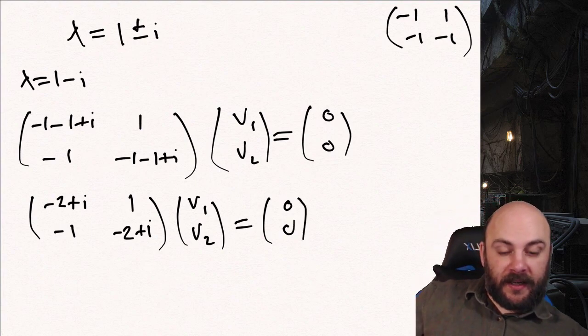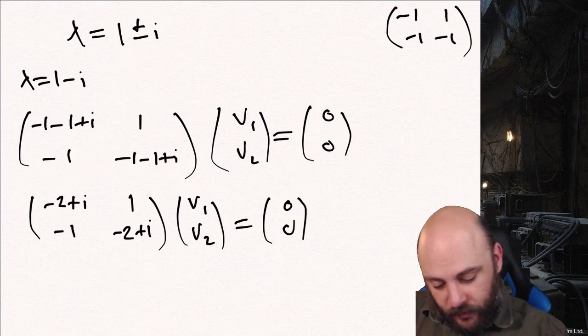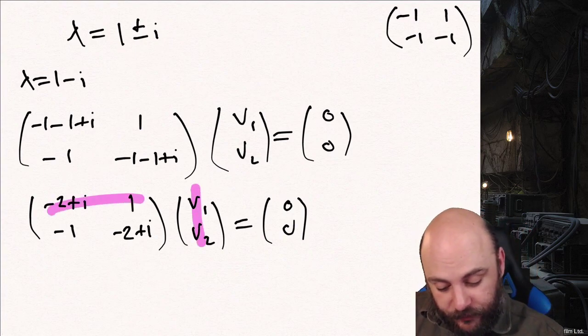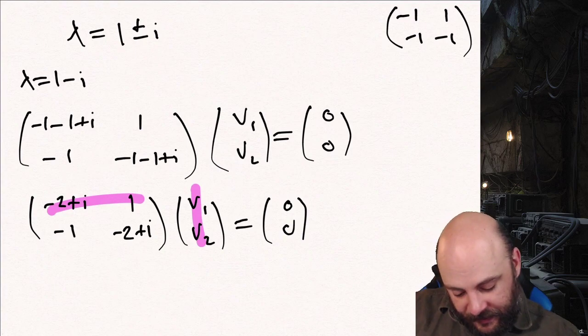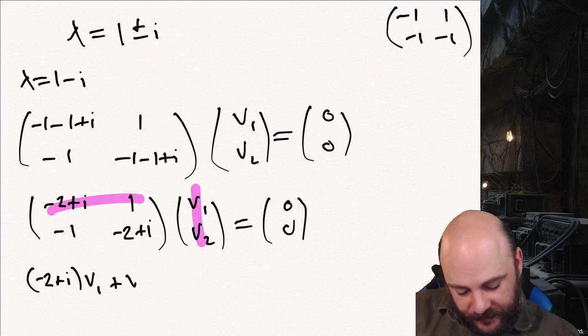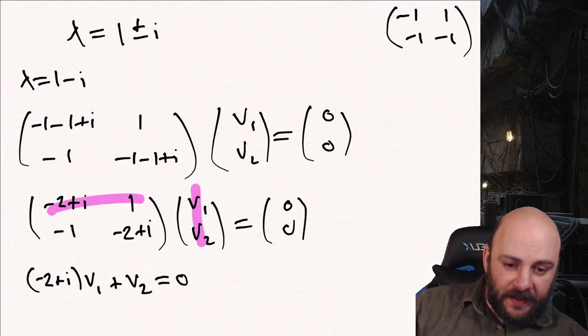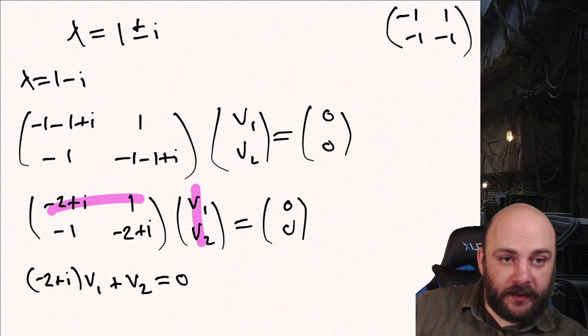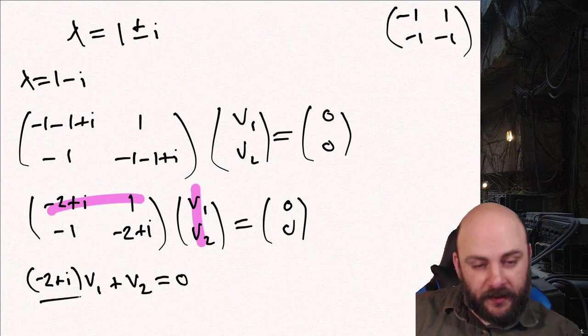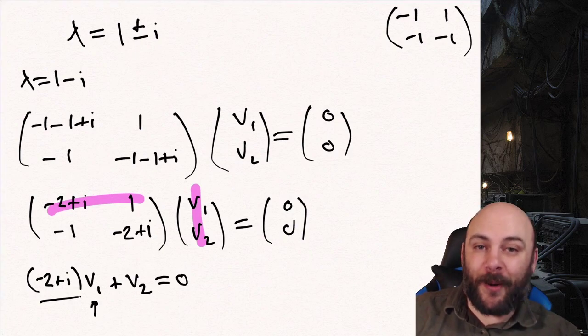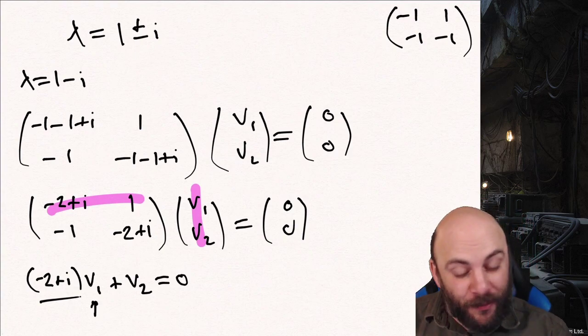Call me out. Okay. Now I need to take one of these rows and dot product it with this vector here and set it equal to 0. So I'm going to get (-2 plus i) times v1 plus v2 equals 0. And that's the only equation that's useful for us. Now take a peek at that. Identify the ugly part. Make the coefficient in front of the ugly part the number 1. Why? Because you always can.